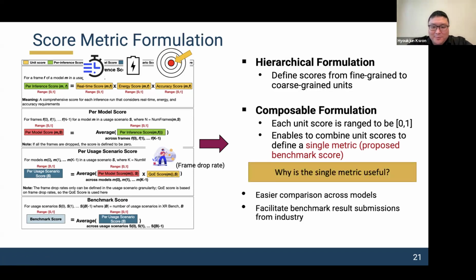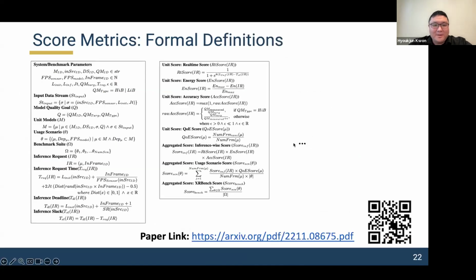But why is a single metric useful? Because comparing one number is definitely easier when you optimize the system. And some companies are hesitant to share details about each unit score. Then we can just request them to share one score. I think it will also facilitate the participation from industry. So those are two primary reasons. But the benchmark harness itself will still report the unit scores so that users can focus on what they need. There is also a formal definition of all those score metrics, but I will not go into all the details again. If you're interested, please refer to our paper.